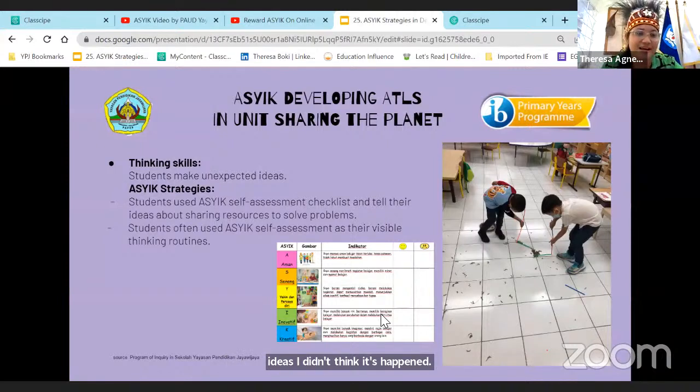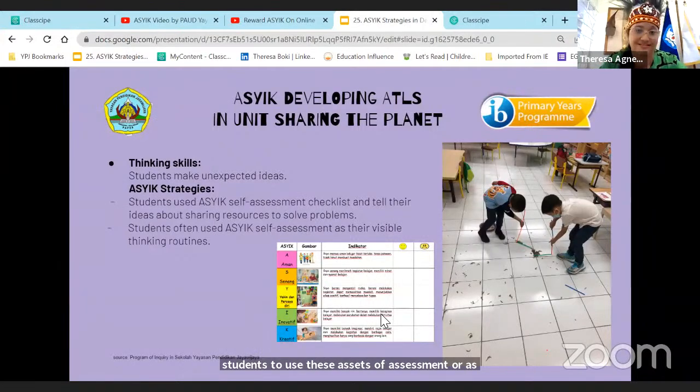They can do it. And also we use the ASYIK self-assessment checklist for them to reflect and tell their ideas and also their feelings, how they can play safe, how they can be confident when they play that day, and how they can be innovative or creative. So here also ASYIK strategies can help students to use this ASYIK self-assessment or ASYIK as their feasible thinking routines.